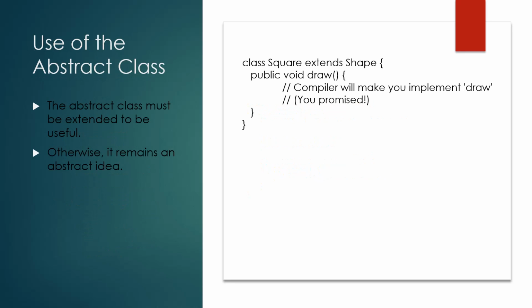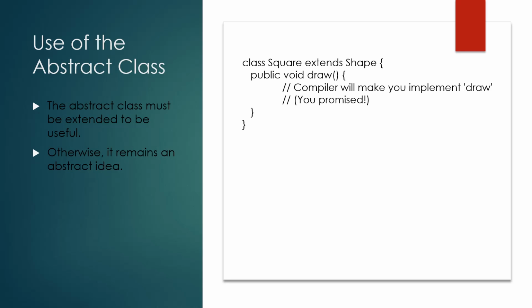For example, here we do. Class square extends shape. So the extends keyword, we've seen it with inheritance before, when you're inheriting from what's called a concrete class. A concrete class is a non-abstract class. And the compiler then will make you implement draw. It forces you to do it, because you promised you'd do it when you extended an abstract class. If you don't implement draw, square will also remain an abstract idea.